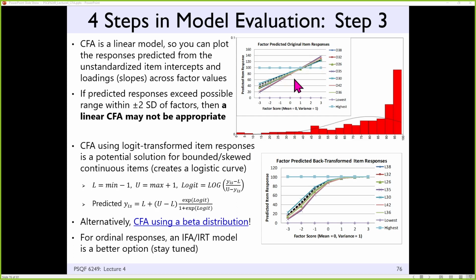So this will also be one of the things I ask you to do with your own data, is to see if it goes out of bounds. Because that's the best answer I can give, is when you need to switch to an ordinal model that understands the bounds.